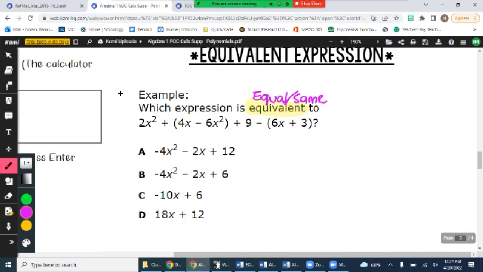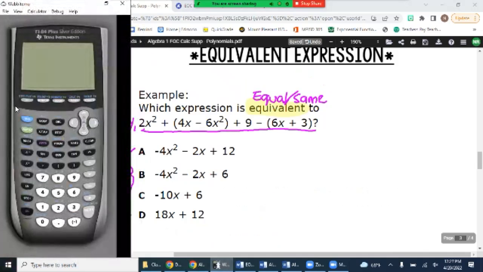is by typing in everything in the question part into Y1. All of your answer choices go into Y2, one at a time. You don't want to try to be a hero and put them in Y2, 3, 4, and 5. No. So one at a time.